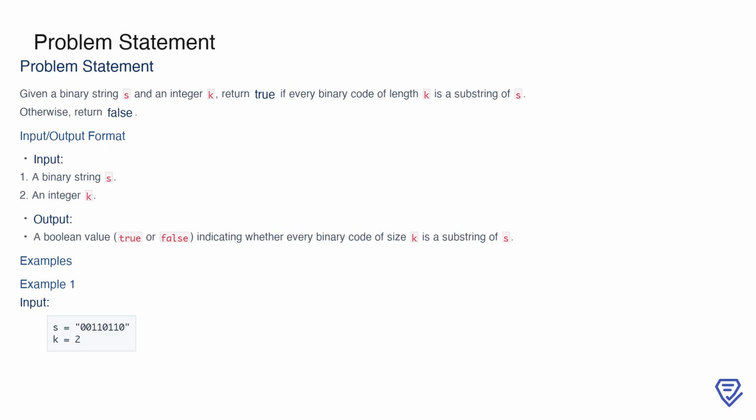The input consists of a binary string, which is made up of characters 0 and 1, and an integer k that specifies the size of the binary codes we need to check for. The output is a Boolean value that tells us if every binary code of size k is a substring of s. To better understand this, let's look at some examples.